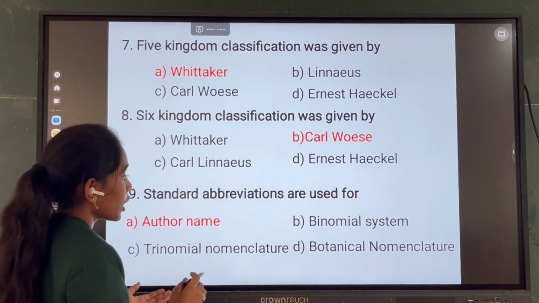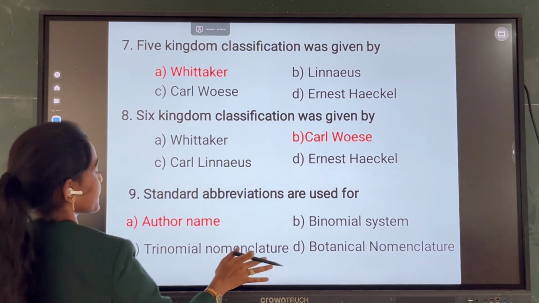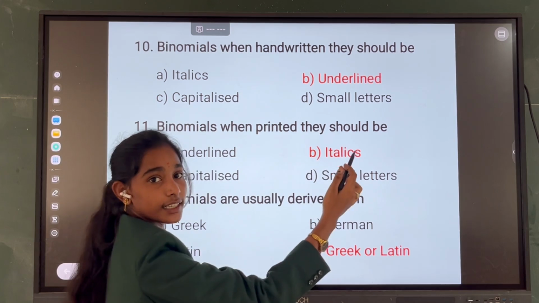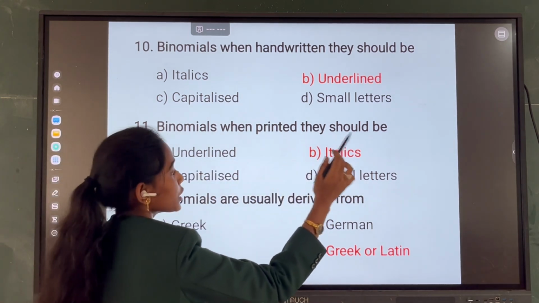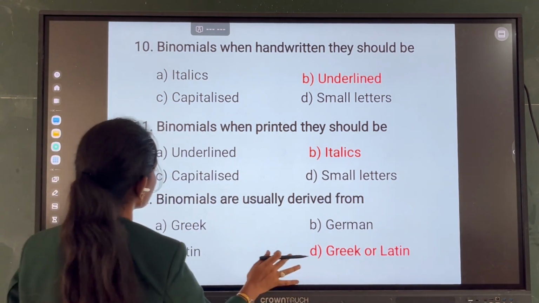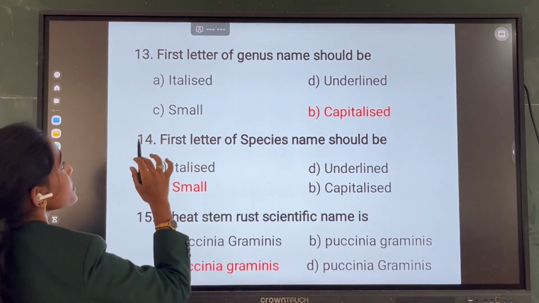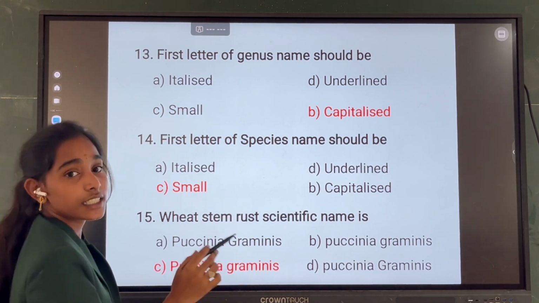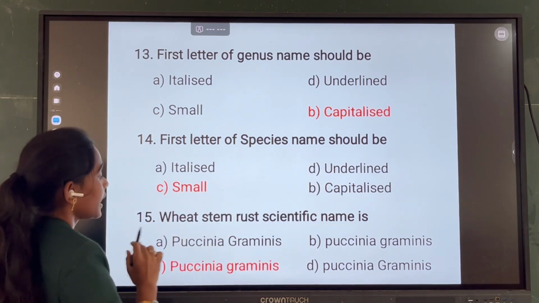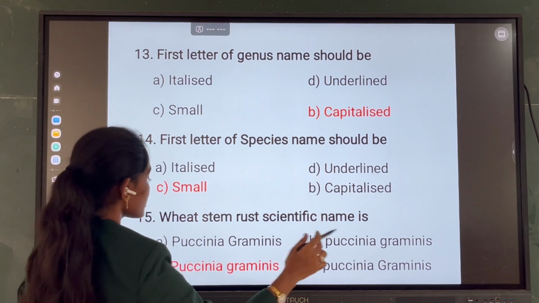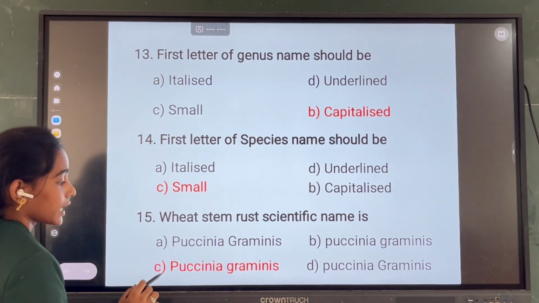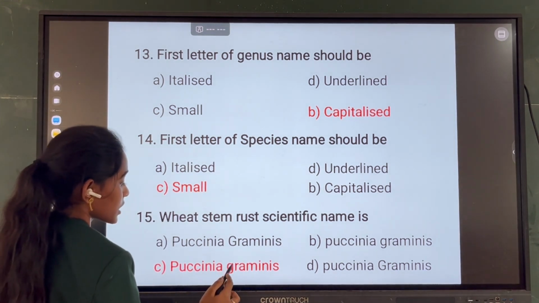Standard abbreviations are used for author names. Binomials, when handwritten, should be underlined, and when printed, they should be in italics. Binomials are usually derived from Greek or Latin words. The first letter of the genus name should be capitalized, and the first letter of the species name should be in small letter. In wheat stem rust, the scientific name is Puccinia graminis. Here the genus always starts with a capital P and the species always starts with a small g.